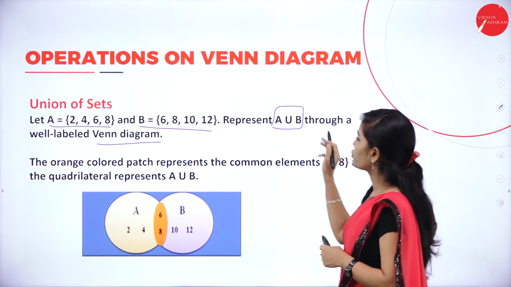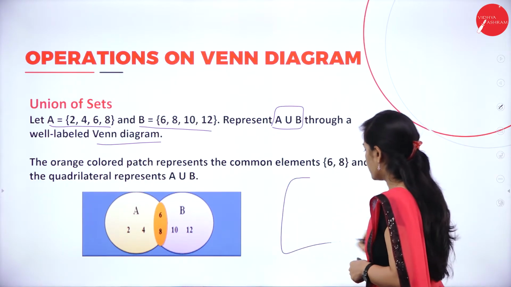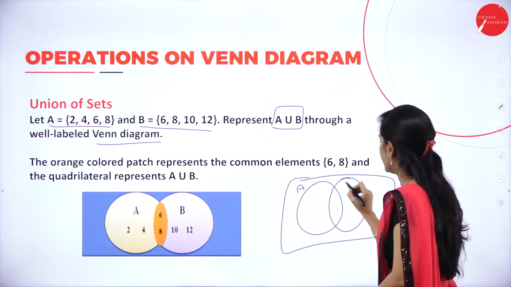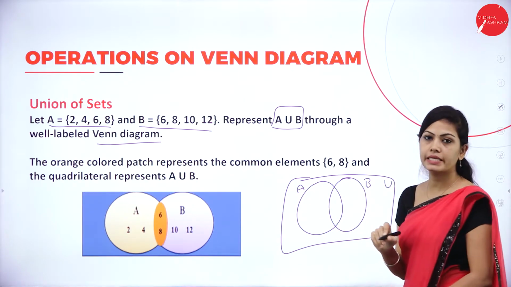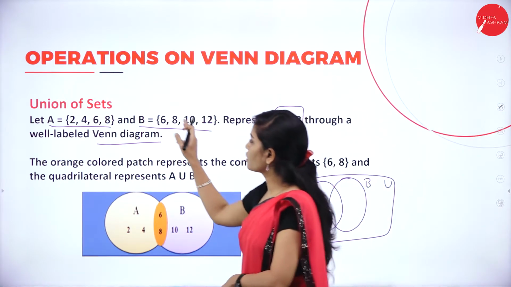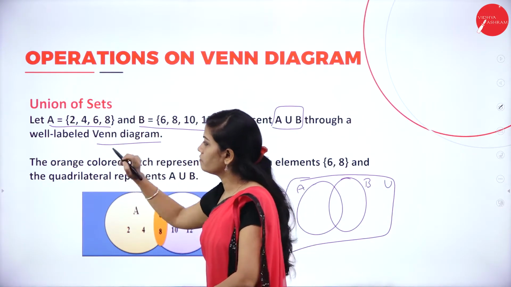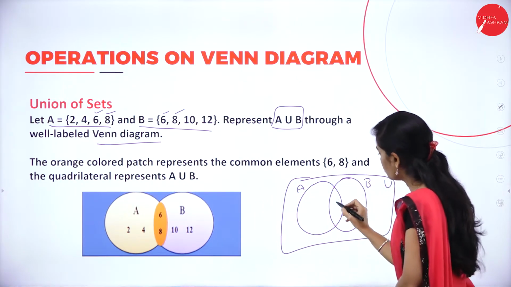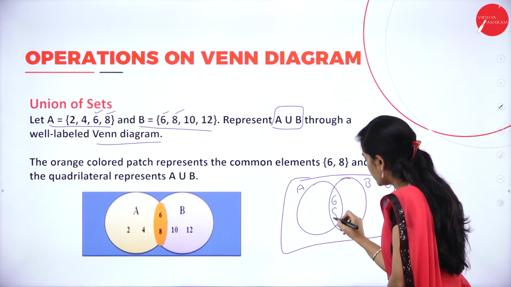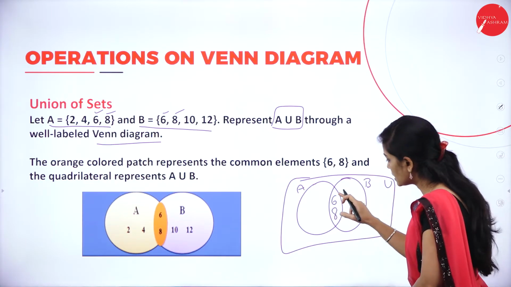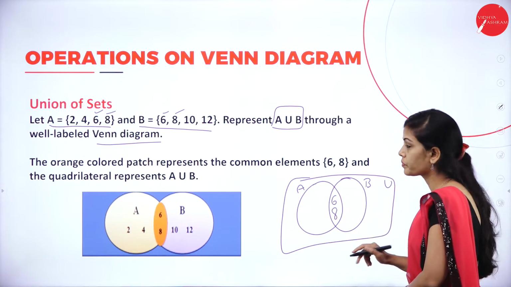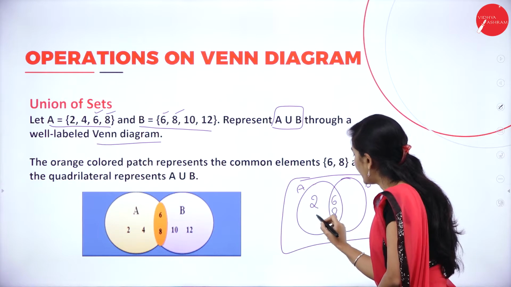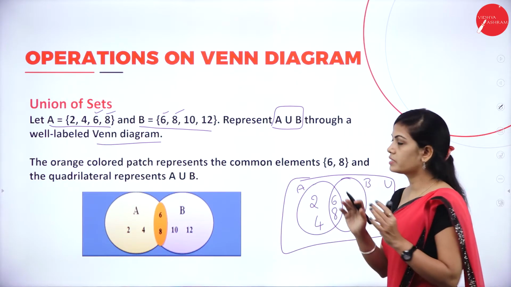So here I have two sets. First I will write set A and set B, and this is the universal set. And first I will write the common elements in both the sets. Which are the common elements in both the sets? 6, 8 are common. So I will write 6, 8 in the overlapping area. This is the A intersection B area. And the remaining elements in set A are 2 and 4. Understand the concept properly.